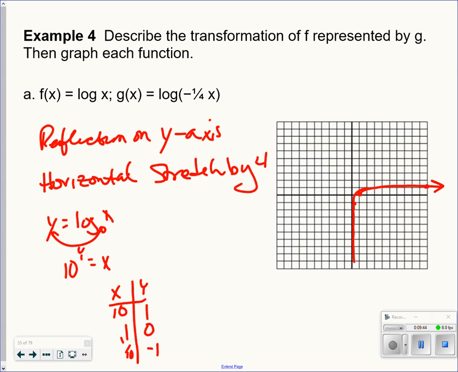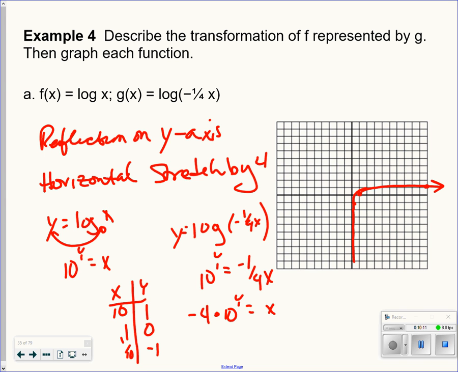Next. All right, so if I was going to graph this, this would be log. I'm just going to write it out. Y equals log negative 1/4 x. So 10 to the y equals negative 1/4 x. Well, that's a little bit more complicated. I would go ahead and solve it for x then. So I would multiply then by negative 4. So negative 4 times 10 to the y equals x.